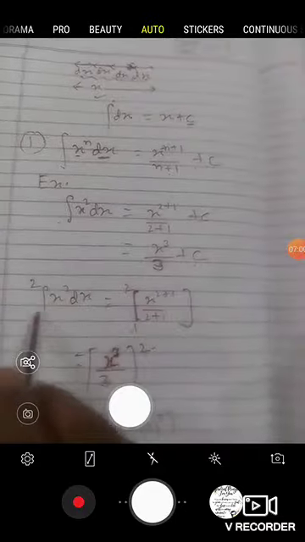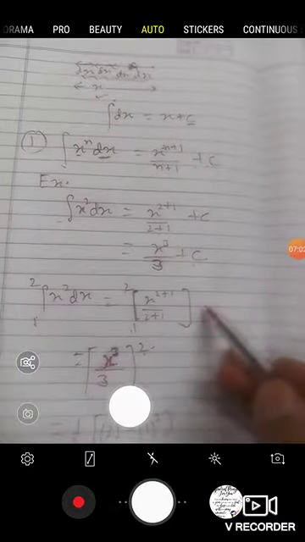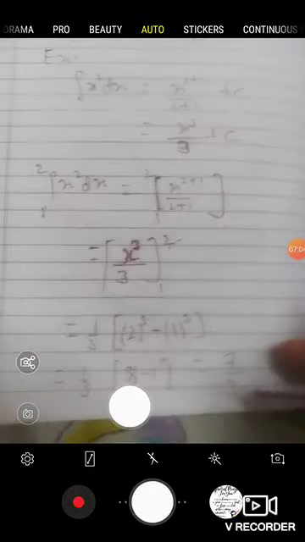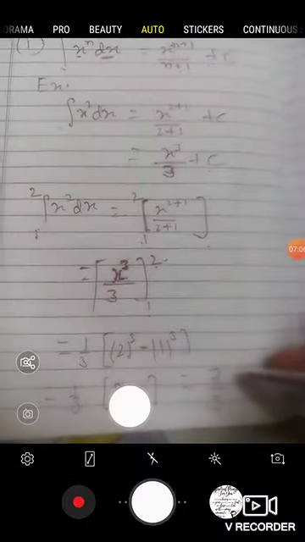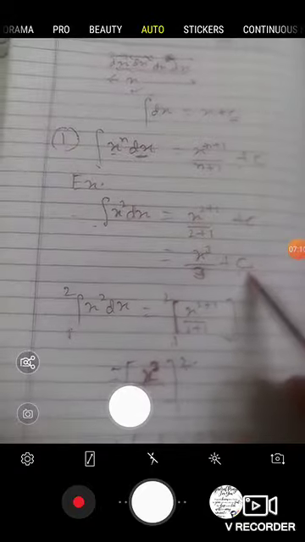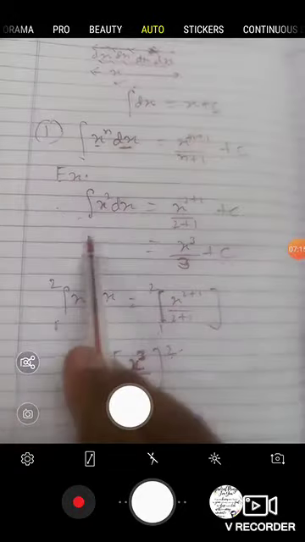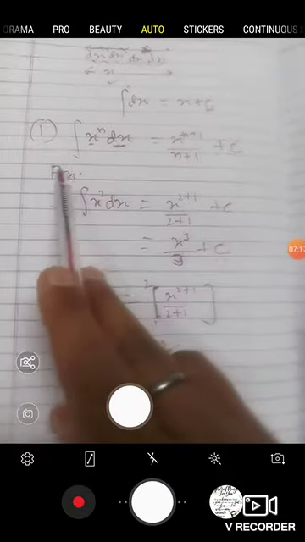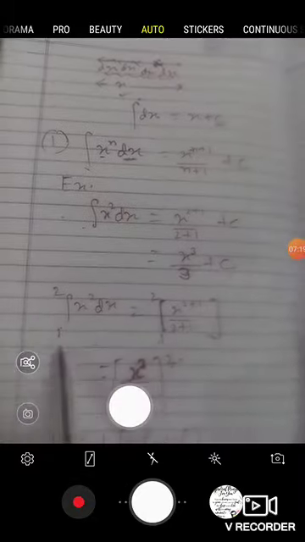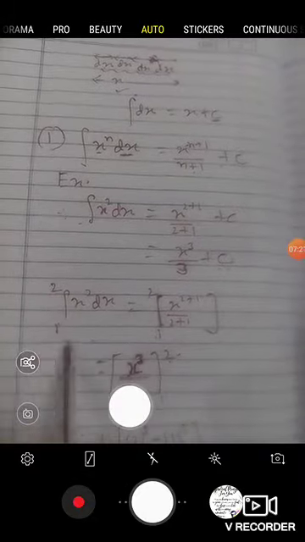As we have used limits here, that's why a constant will not come. You can see there is no constant at all. But when the limit is not provided to us, a constant always comes. So when there are no limits, this is known as indefinite integration. But when limits are there, this is known as definite integration.